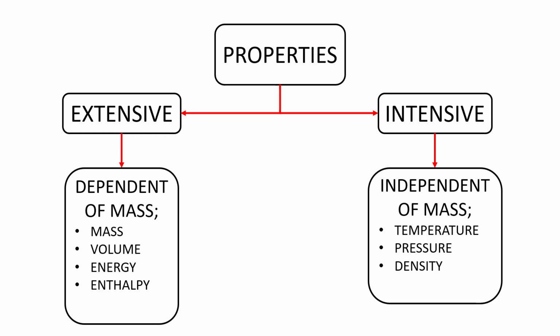Now let's look at the properties. Properties can be divided into intensive properties and extensive properties. Okay, the difference between these two properties is the independency to the mass. And extensive properties is dependent to the mass, such as mass itself, volume, energy, enthalpy, while the intensive properties is independent to the mass, which is not affected by the mass, such as temperature, pressure, and density.